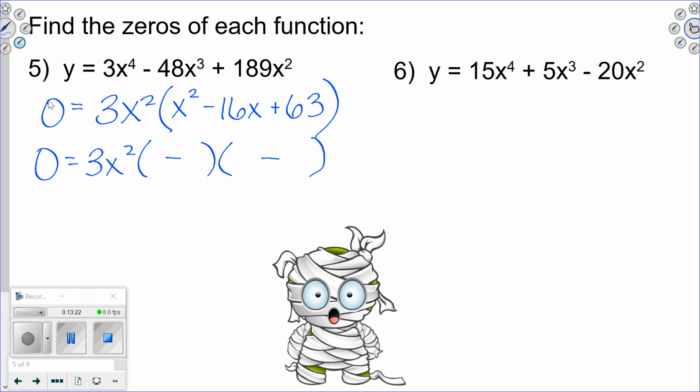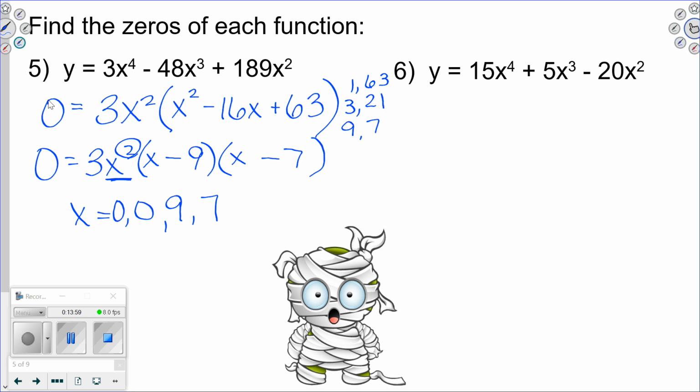All right, options for A is x and x. Ooh, 63. Let's see, 1 and 63. 3 and 21, 9 and 7. Or which one? 9 and 7. All right, so set each one equal, and what are my answers? I heard 9 and 7. Oh, 0 what? 0, 0.